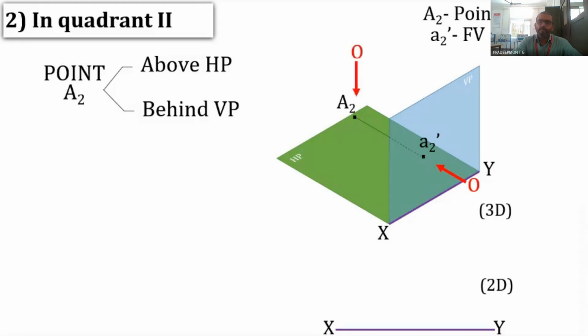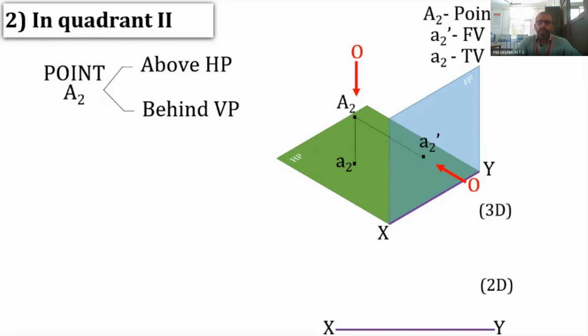Now the observer moves to the top of the point. And now the ray of light has to travel away from the observer in order to intersect with the HP. So when it intersects with the HP, it obtains A2 dash, the top view. The top view is the A2 dash.